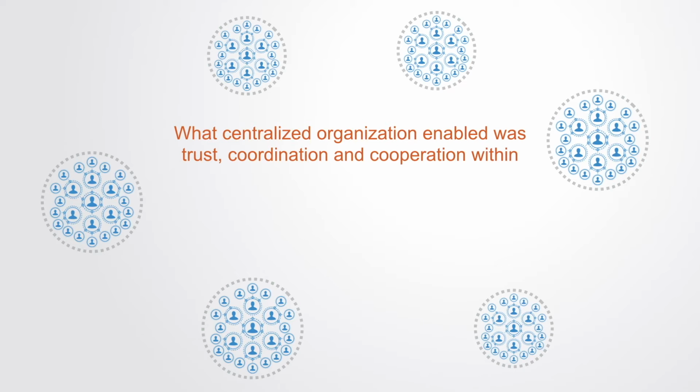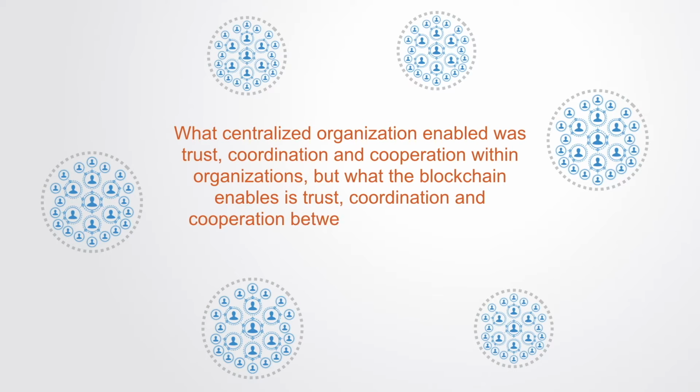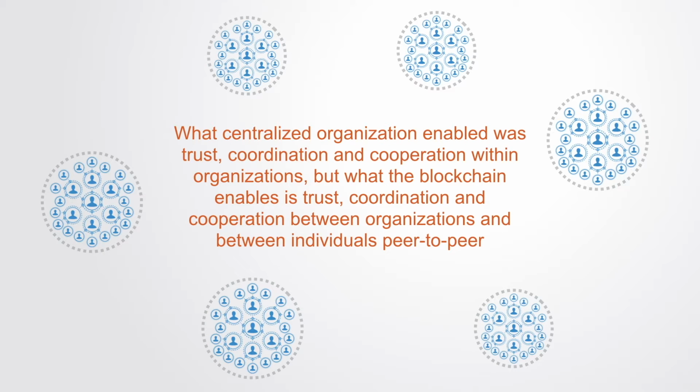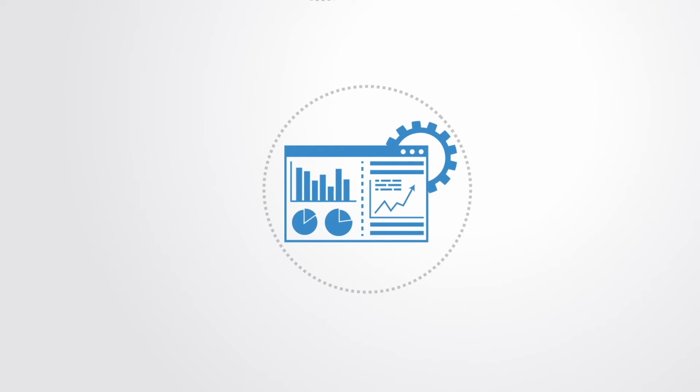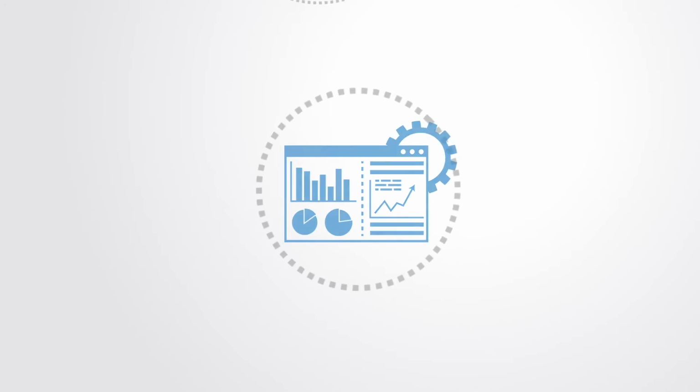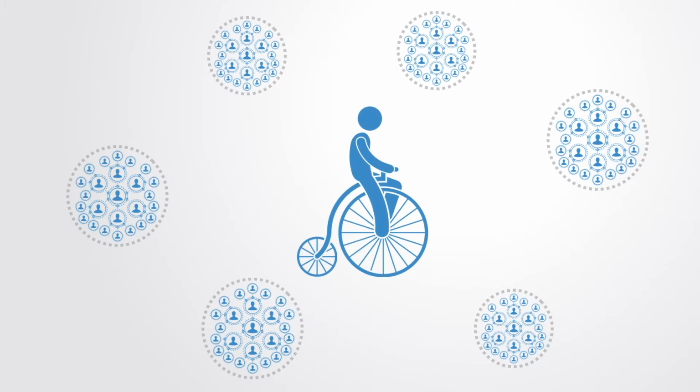What centralized organizations enabled was trust, cooperation and coordination within organizations. But what the blockchain enables is trust, coordination and cooperation between organizations and between individuals. If we look at how our society and economy is currently organized, we'll see many closed organizations that are internally optimized. But when we look at the interorganizational space, it's extremely inefficient along many dimensions.